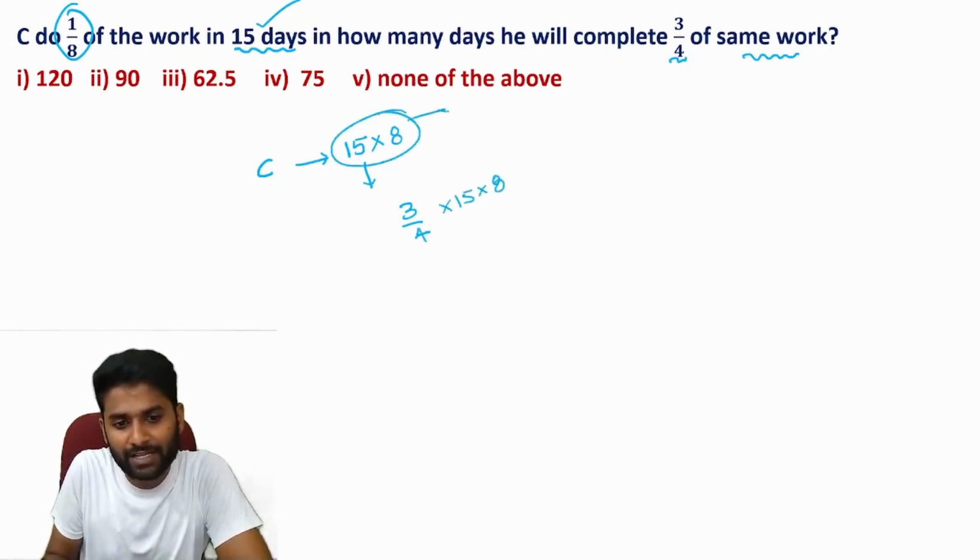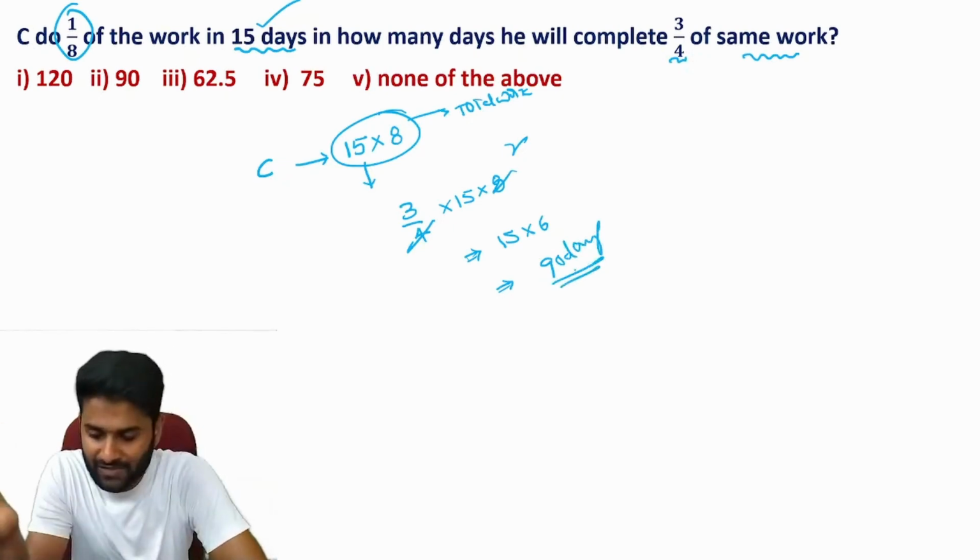Guys, 15 into 8 is all about the total. Now see, 4 goes exactly 2 times. Now 15 is multiplied with 6. Then it takes exactly 90. Now see, you can split 15 as 10 plus 5. 6 into 10, 60. 6 into 5 is 30. 60 plus 30 is equal to 90.